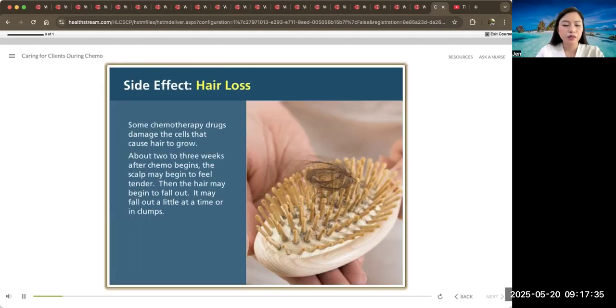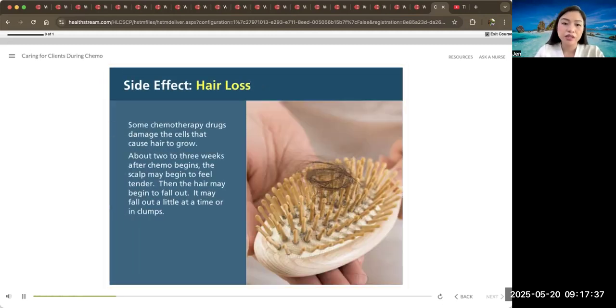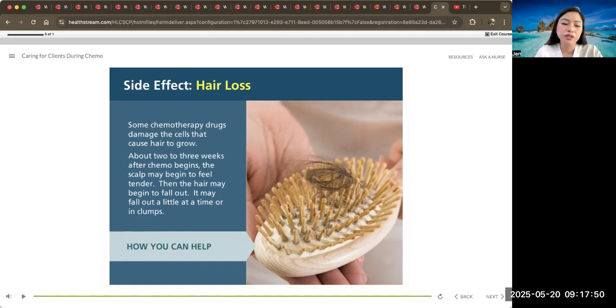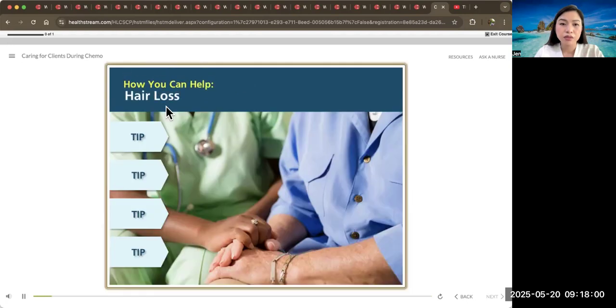So another side effect, hair loss. Some chemotherapy drugs damage the cells that cause hair to grow. About 2 to 3 weeks after chemo begins, the scalp may begin to feel tender. Then the hair may begin to fall out. It may fall out a little at a time or in clumps.